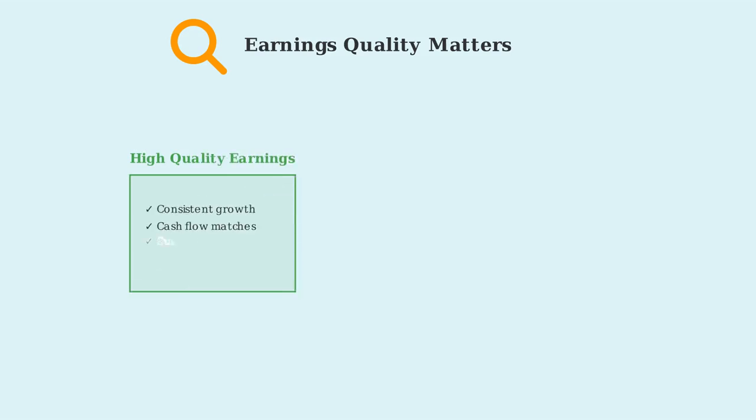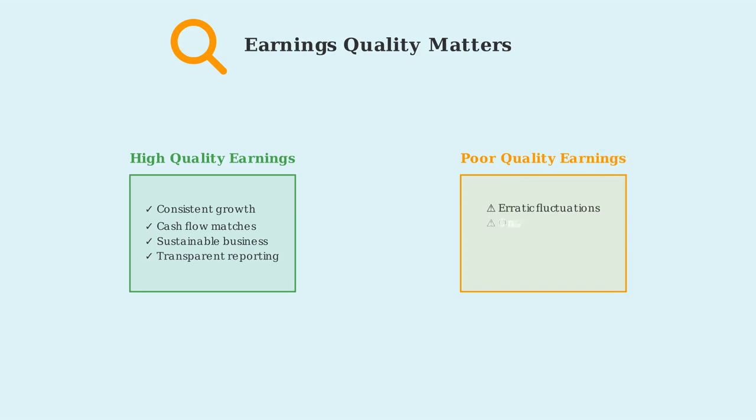When evaluating PE ratios, it's crucial to understand that not all earnings are created equal. Companies can manipulate their earnings, making it essential to assess the quality of those earnings. High-quality earnings show consistent growth, match cash flows, come from sustainable business operations, and feature transparent reporting. These are the earnings you can trust when calculating PE ratios. Poor quality earnings, on the other hand, show erratic fluctuations, rely on one-time gains, use accounting tricks, or hide expenses. These red flags suggest the PE ratio might be misleading.